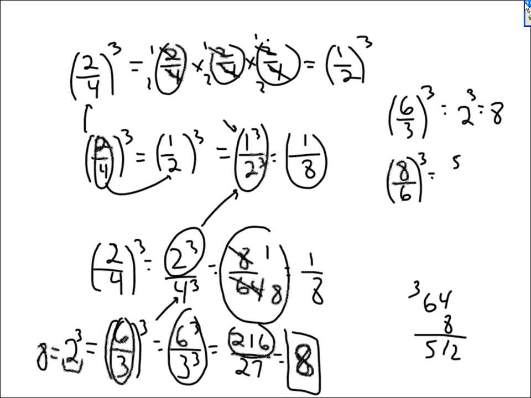So I get 512 over 6 cubed, which is 216. Now I have to reduce that. And these numbers are a lot bigger than 8 and 6. If I reduce 8 over 6 to 4/3, I divide the top by 2 and the bottom by 2. Well, now I get 4 cubed, which I know, over 3 cubed.